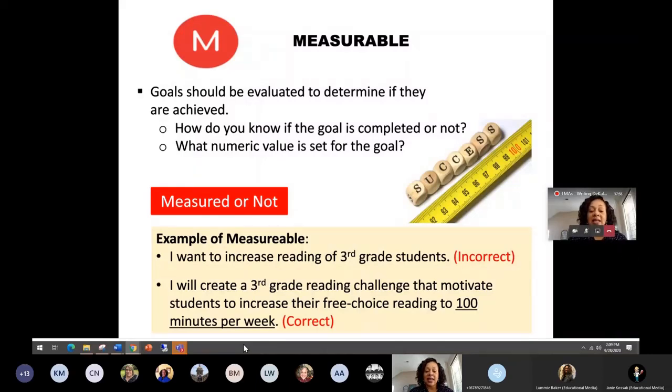When we look at the second example, it states, I will create a third grade reading challenge that motivates students to increase their free choice reading to 100 minutes per week. And generally, we're asking students to read 20 minutes per day. And with the 100 minutes per week, that would satisfy 20 minutes per day. So you want to add additional details to show that your goal is measurable.